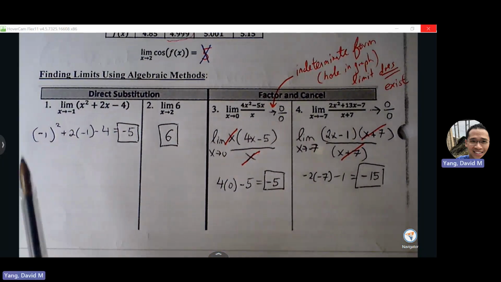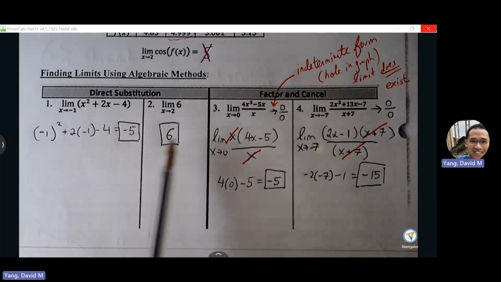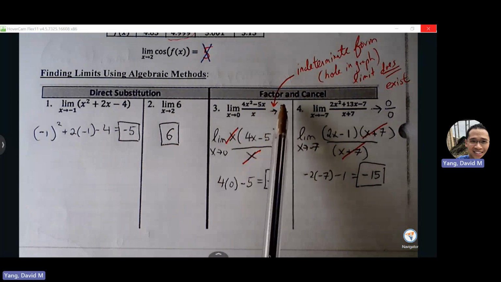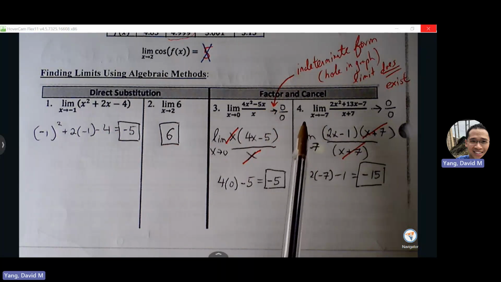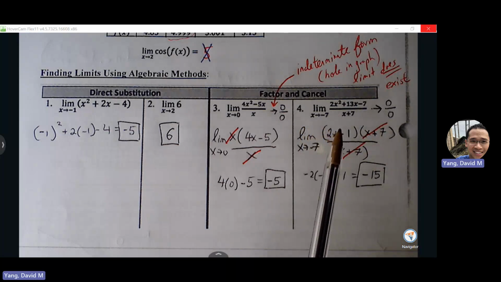Okay, so the recap. If I do direct substitution and get a real number, I stop. That's my limit. Nothing more to do. If I do direct substitution and get 0/0, that tells me there's a hole, but keep going. There is an answer that's waiting for us. We just haven't found it yet.